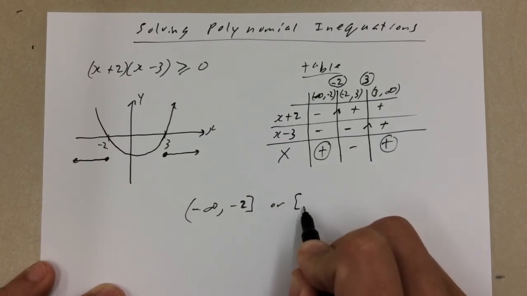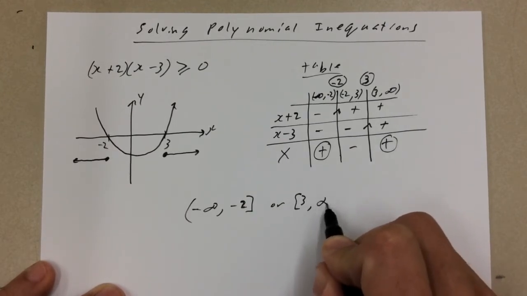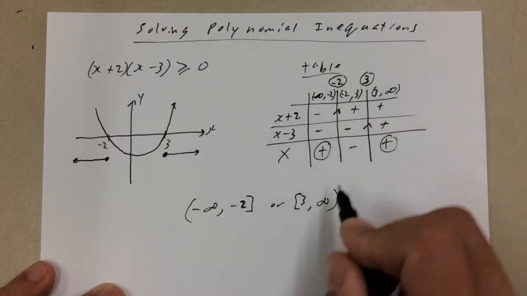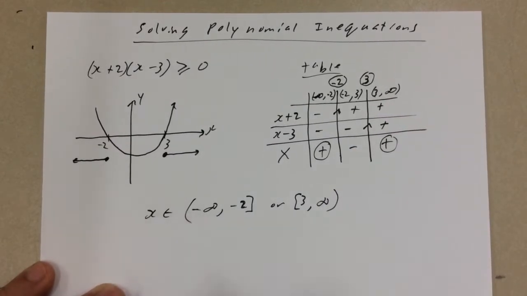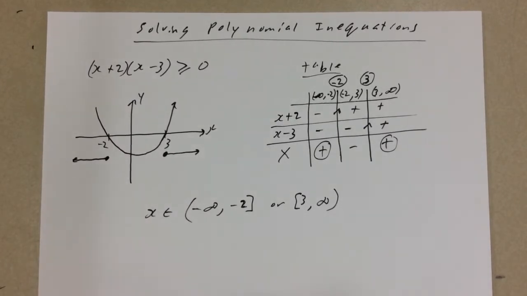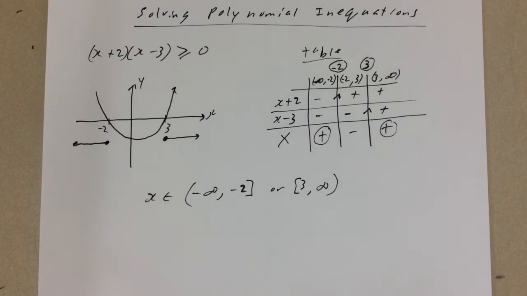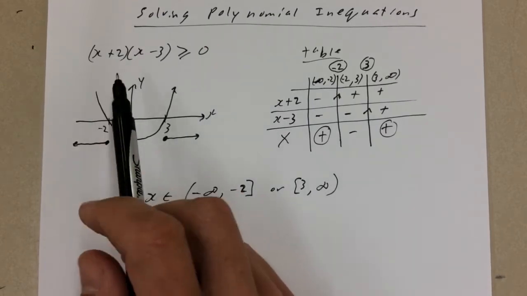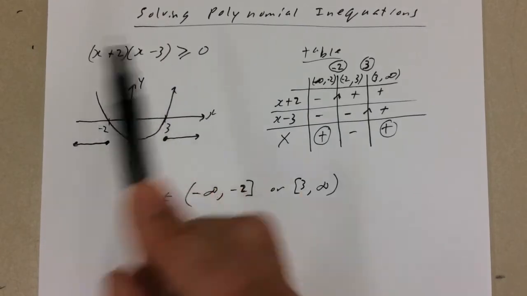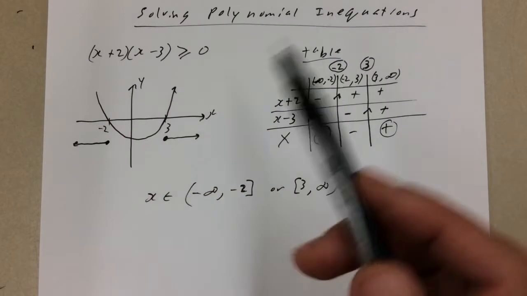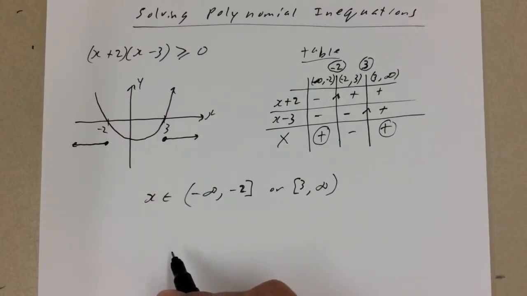Or 3 to infinity, including 3, just like I have over here. Okay, so x is contained in that. Now that's for a quadratic. What if we had something that was a little more complex, like a cubic? Now remember, also this is factored. You'll probably get one that isn't factored, and you'll have to factor it first, or you'll need to use a quadratic formula to figure it out.